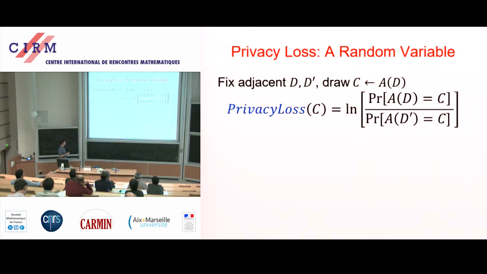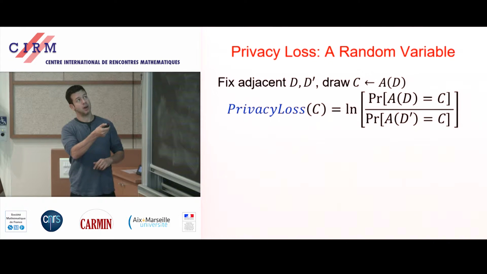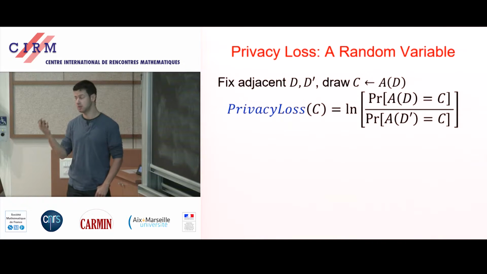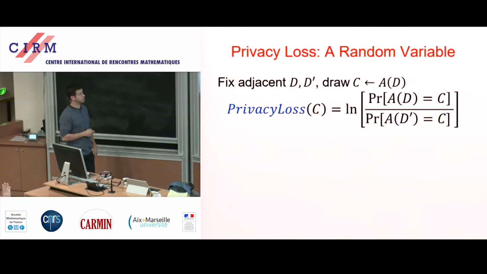So actually, why don't we just make that explicit? So this privacy loss, when we fix our adjacent data sets D and D prime that we're worried about, the privacy loss that we get is a number. We draw C and we get some number that quantifies the privacy loss. This is an advantage of differential privacy. It actually lets you quantify what happened. And this number is a random variable. The random variable is over the choice of C. Okay, that's going back to your question.